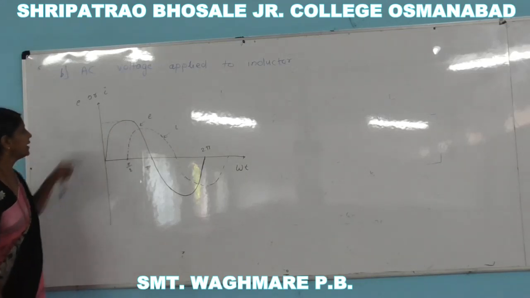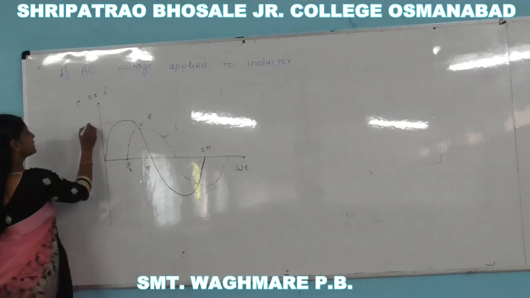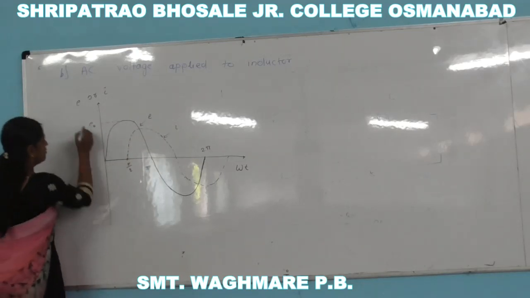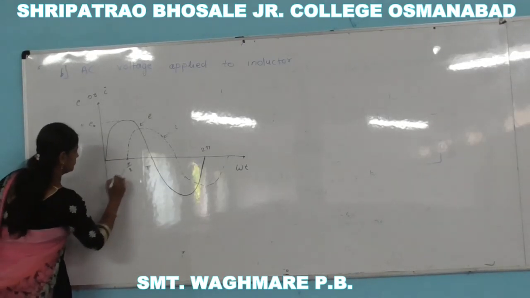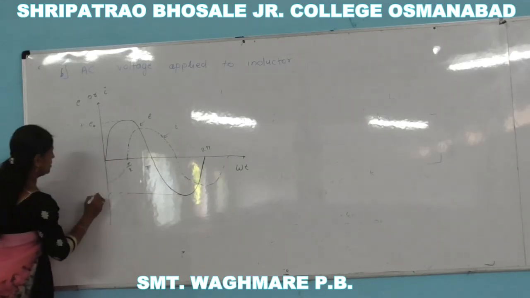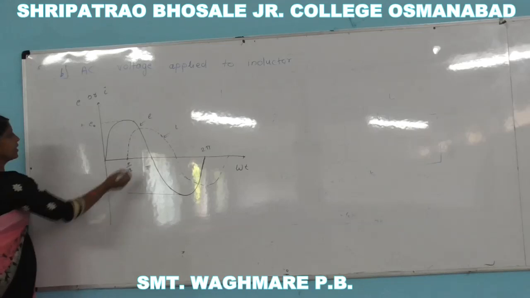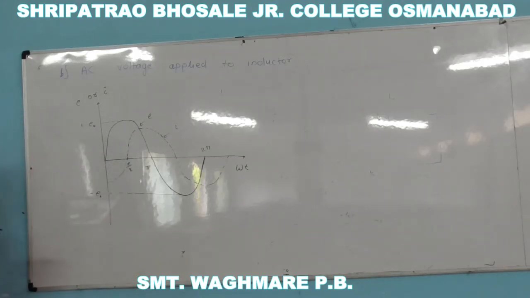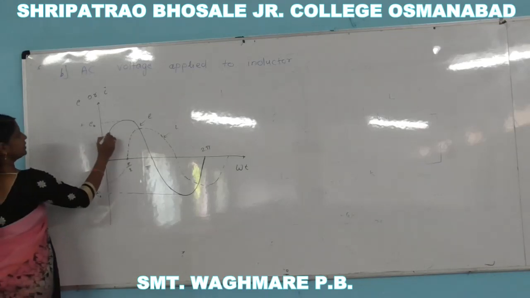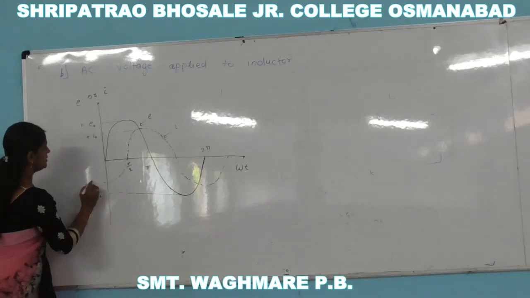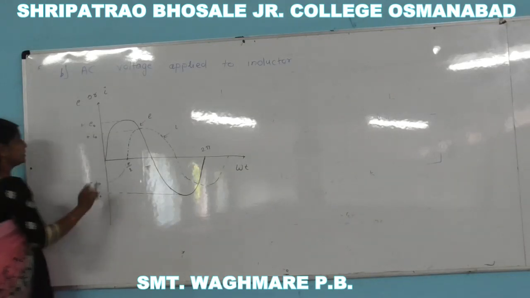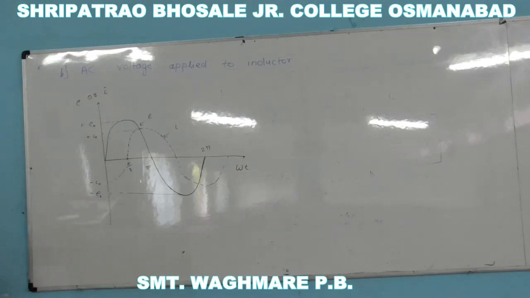It is always less, and therefore we take it as this type. This is maximum EMF, this plus E naught here. This is the maximum EMF minus E naught, and this is the maximum current induced. That is, we can say this is I naught plus, and here this is the maximum current in the negative region, that is minus I naught. And this is the graph of E and I versus omega t.